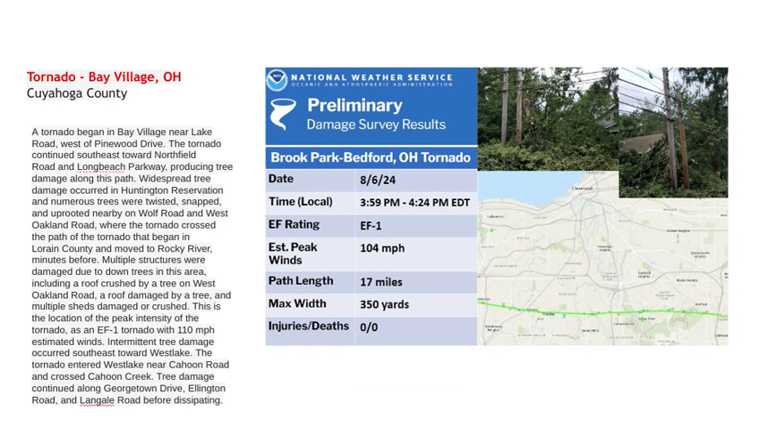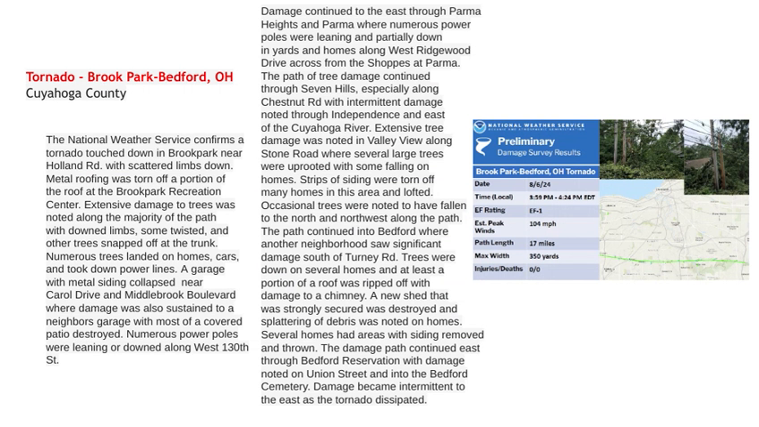We now continue to Cuyahoga County with the Brook Park to Independence, Ohio tornado in Cuyahoga County. This is a big one, which developed from the airport all the way to the corner of 271 and 480. You can see here, it did occur from 3:59 p.m. to 4:24 p.m. It was an EF1, 104 mile per hour winds, 17 miles long and 350 yards wide, no injury, no death.